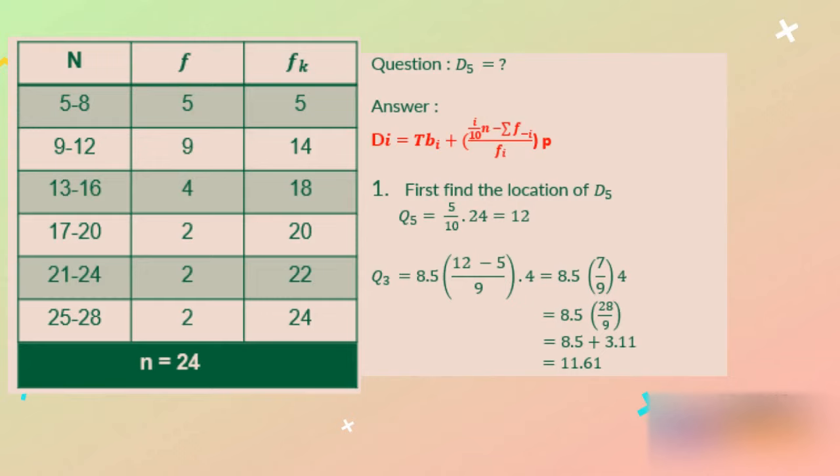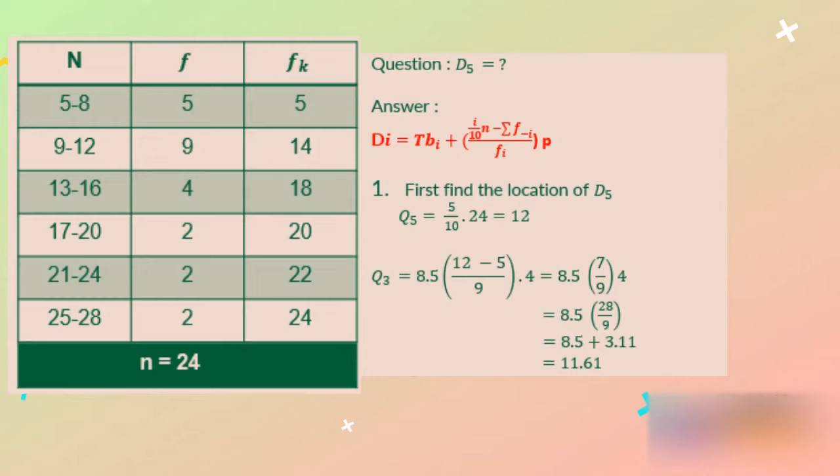Then for Tb of D5, it is obtained from 9 minus 0.5 equals 8.5, plus in brackets i per 10 times n. We have got the result which is 12. Minus sigma f, meaning the cumulative frequency before the D5 class, automatically 5. Then here it is written 12 minus 5. For fi, this is the frequency of the 5th decile class, which is 9. For the p-value, it is obtained by counting how many numbers there are starting from 5, 6, 7, 8. It turns out that there are 4 numbers. Then we write 4 for p.